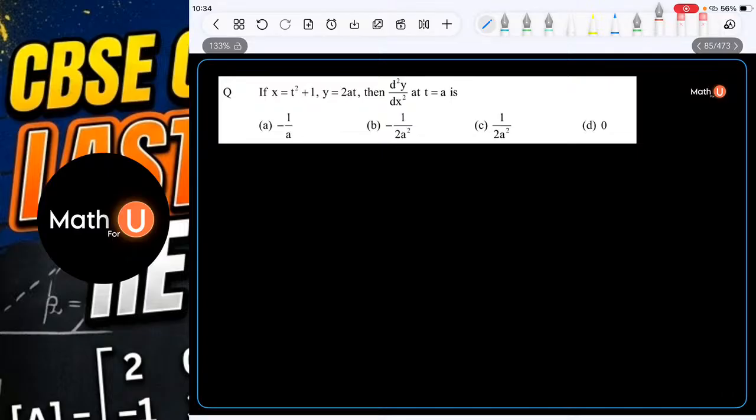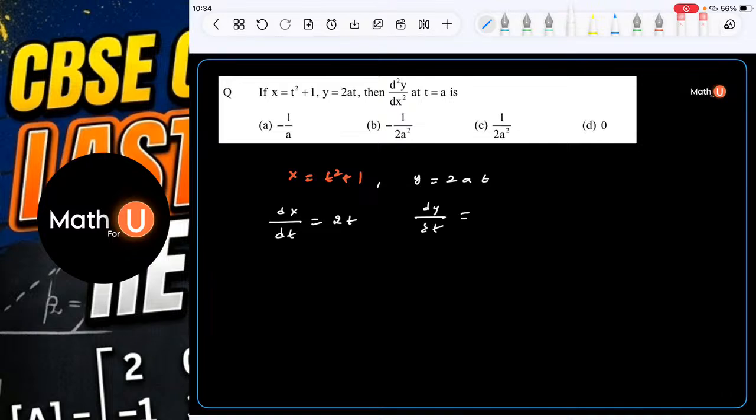Okay, then this is the question. Here x is equal to t square plus 1, and y is equal to 2at. Differentiate with respect to t. For t square differentiation, if t were a dependent variable you should multiply by dt by dx, but it is with respect to t, so no need to multiply. Here dy by dt, we get 2a.